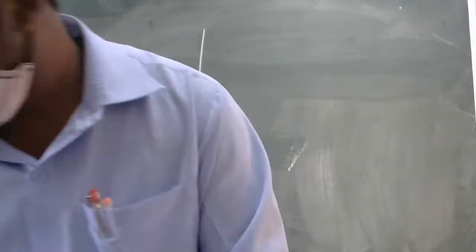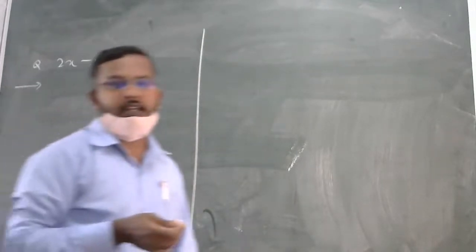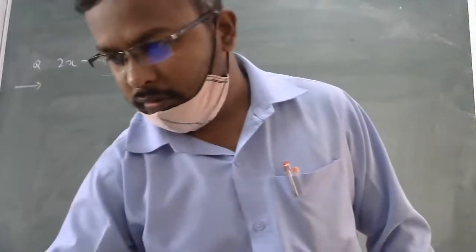So today we'll do factorization and in between we'll take some more questions, okay? Factorize 2x minus 4. In all this chapter, at least you learn the basic things or basic concepts.